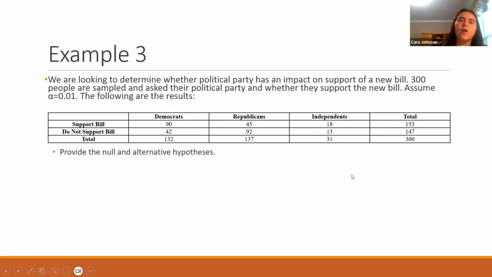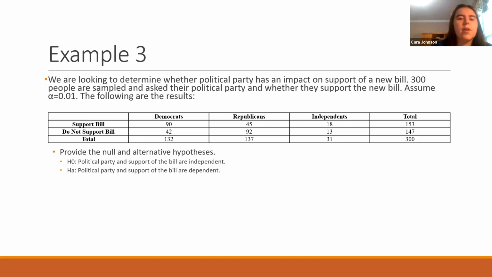The null and alternative. So political party is the independent variable and the support of the bill is dependent. The political party would impact the support of the new bill, not vice versa. So for my HA, I'm going to write the independent variable first when I list them. So political party and support of the bill are independent, and political party and support of the bill are dependent. The null is always independent. The alternative is always dependent.